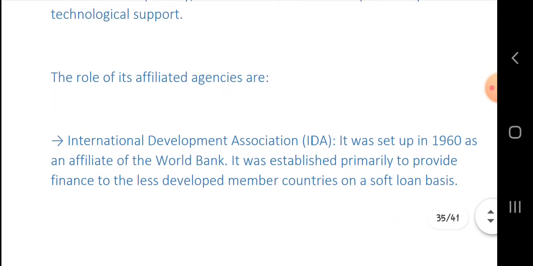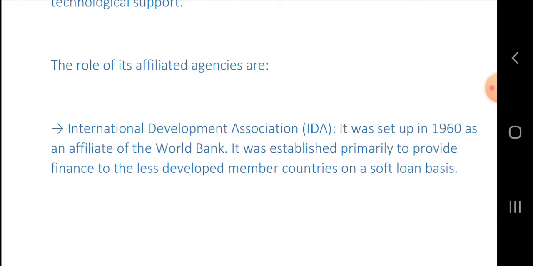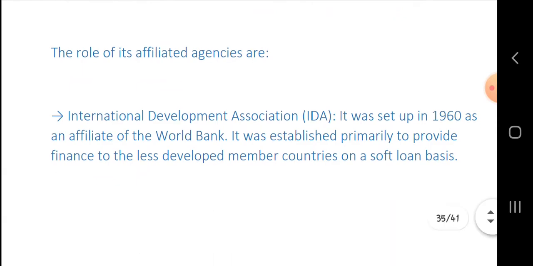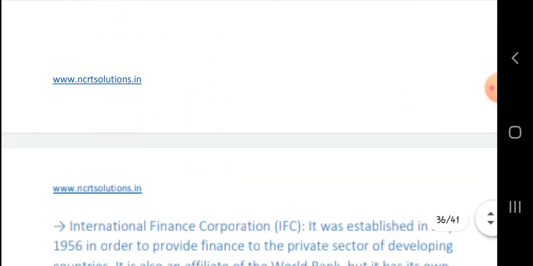And the role of affiliated agencies, or international development association, is to provide finance to less developed member countries on a soft loan basis.